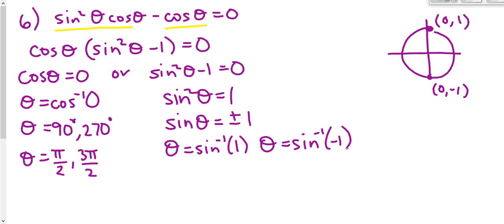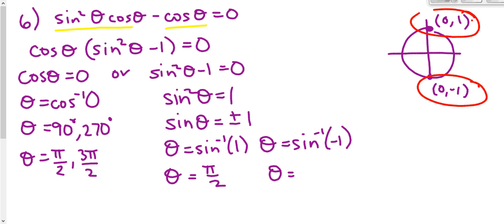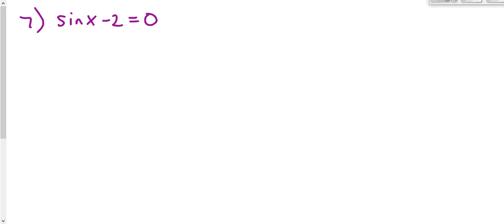Now think about this. Where is sine positive 1? That's quadrantal, and that is up here, the same place that cosine was 0. So we get the same answer again. For that, we get theta equals pi over 2. And then where is sine negative 1? That would be down here at 270 degrees. So we get 3 pi over 2. So we got an answer of pi over 2 twice, and we got an answer of 3 pi over 2 twice. We really don't have to list them twice, so I'm just going to box one set of answers. And finally, number 7.